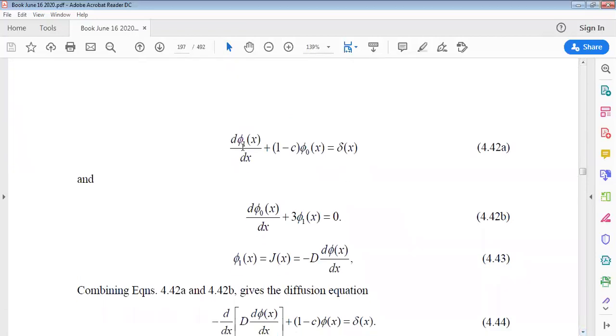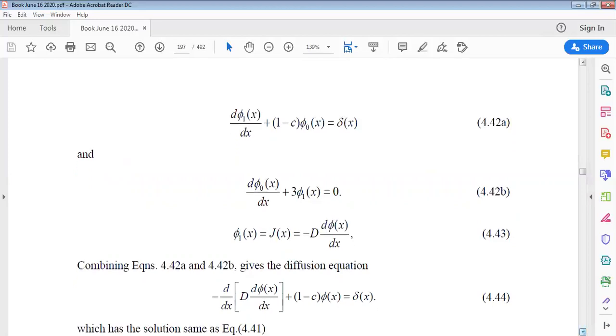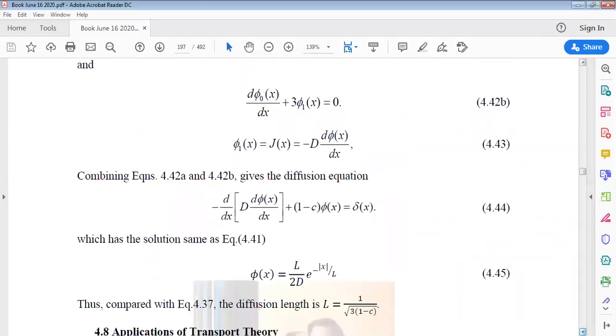So this is phi 1 and this is phi naught. Phi naught is our previous flux; in diffusion, we called it d phi by dx. Now this is the current J. So from here you can see that J is equal to minus d phi by dx. If you combine these two equations, the current and the flux equation, what you get is the familiar diffusion equation.